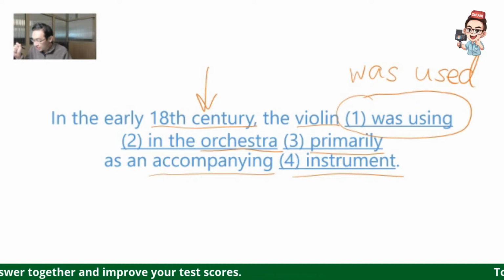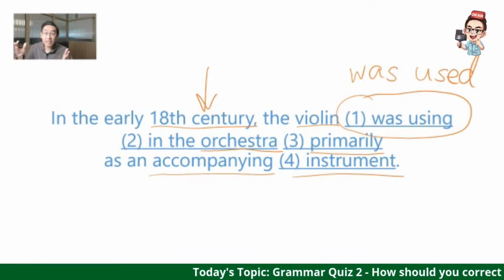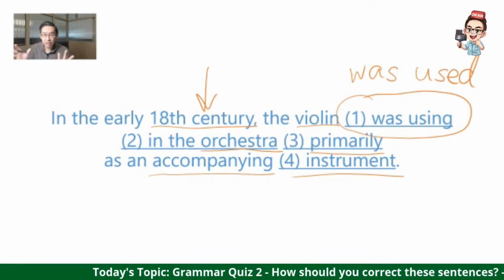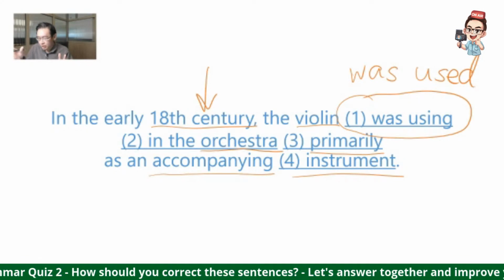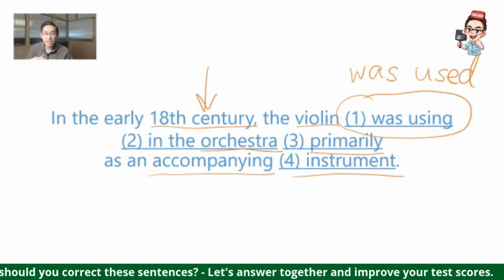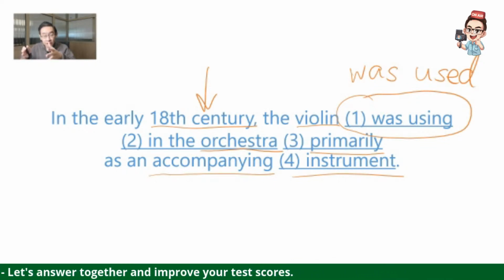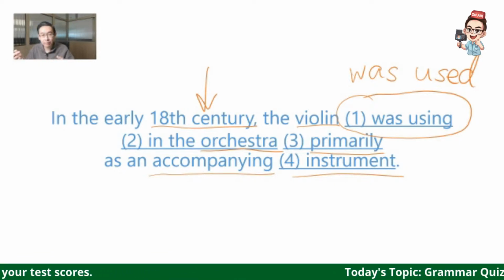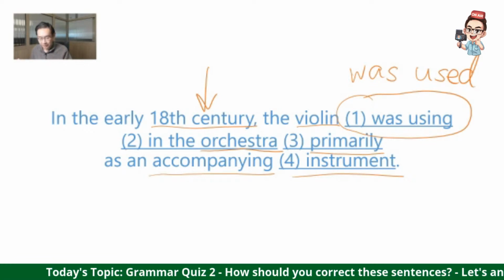Okay, so the reason that we use was used is because the violin is an instrument. It's not a living thing. So normally it can't do things by itself. That's why we use was used, which is a passive voice, to show that this thing, the violin, was used to do something. Okay, it can't move by itself, but maybe a person can move it, can play it. That's why we use was used, the passive voice, all right?